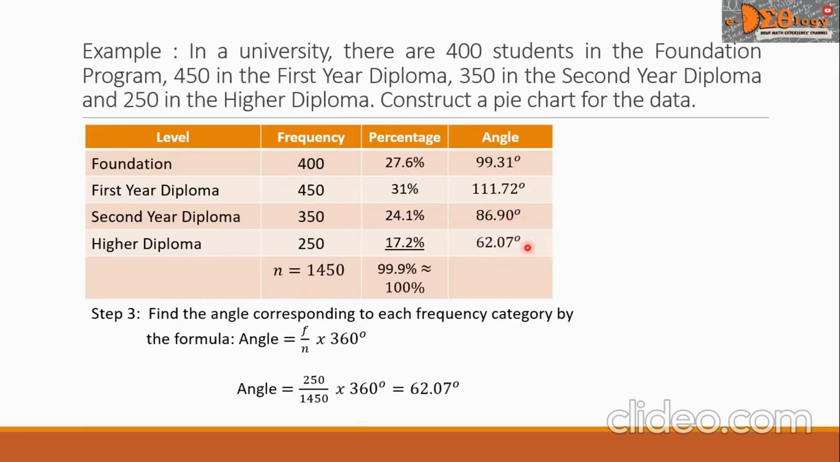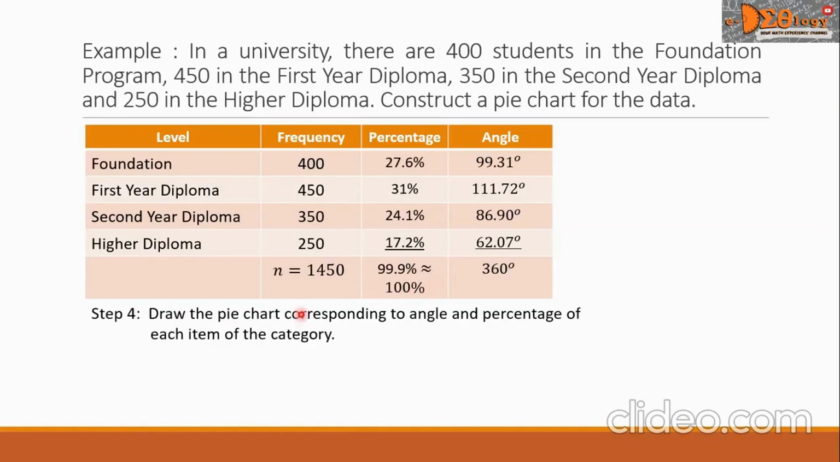And the last blank is equal to 62.07 degrees. This comes from 250 divided by 1450 times 360 degrees. And the value is written here. Now let us take the summation of this column, and we will have the answer 360 degrees. This must be always equal to 360 degrees. On the same way that this column must have the summation that is equal to 100%.